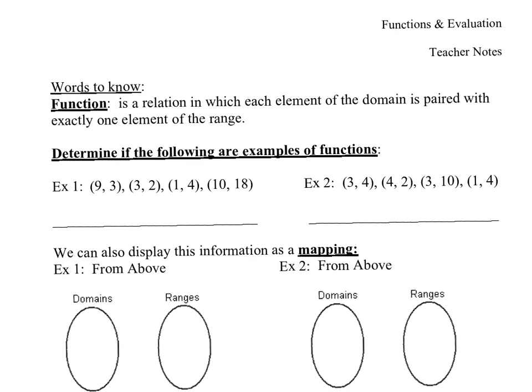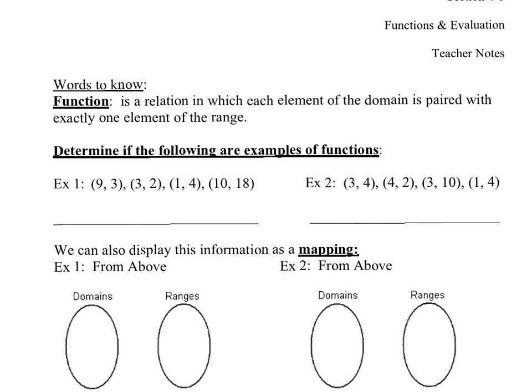A function is a relation in which each element of the domain is paired with exactly one element of the range. Okay, that sounds really fancy. All that means is each x value, because that's what a domain is, is paired with exactly one y value. That's what the range is. So anytime you hear domain, input, anything like that, that just means your x's, okay? And then your range, those are your outputs, okay?